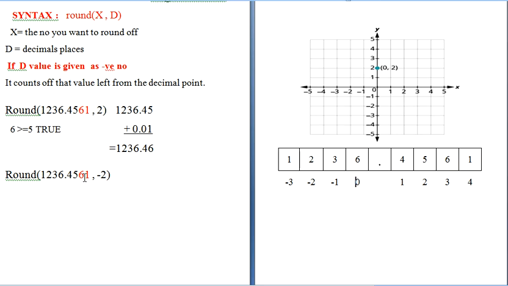Whenever you give a negative value as the second argument in our round function, what will it do? It will take the number only till this digit position, and the remaining will simply be removed. In this case, what is the -2? You can see the same number I am using here, 1236.4561. So -2 means which digits do you have to take? 1 and 2 have to be taken. So here we will be taking 1, 2.